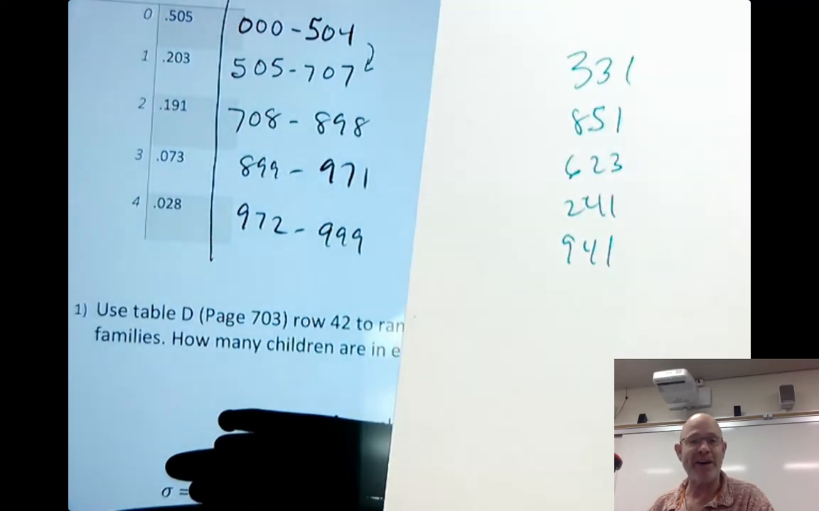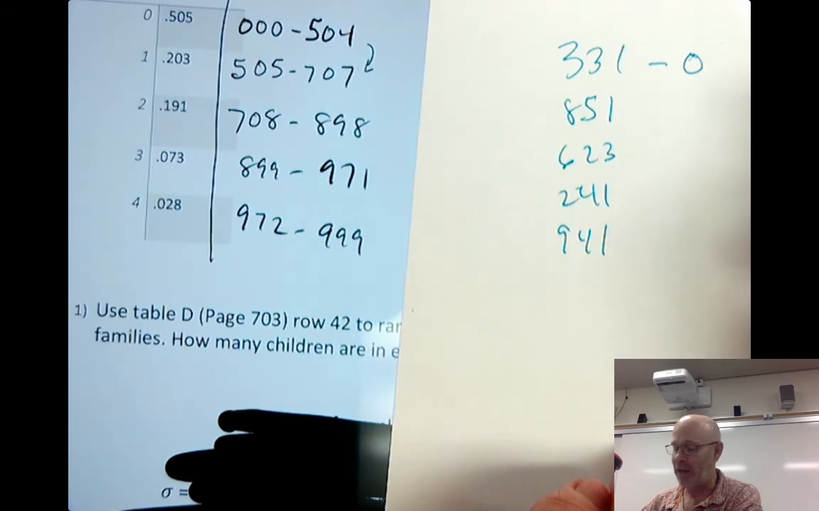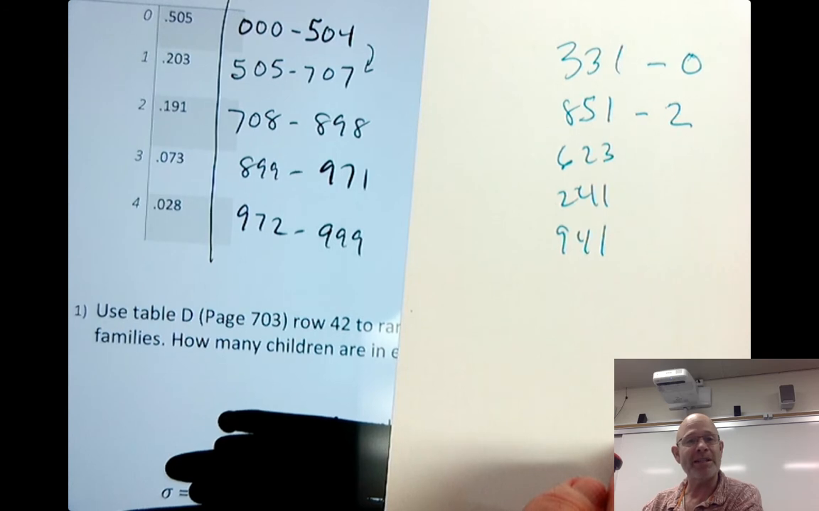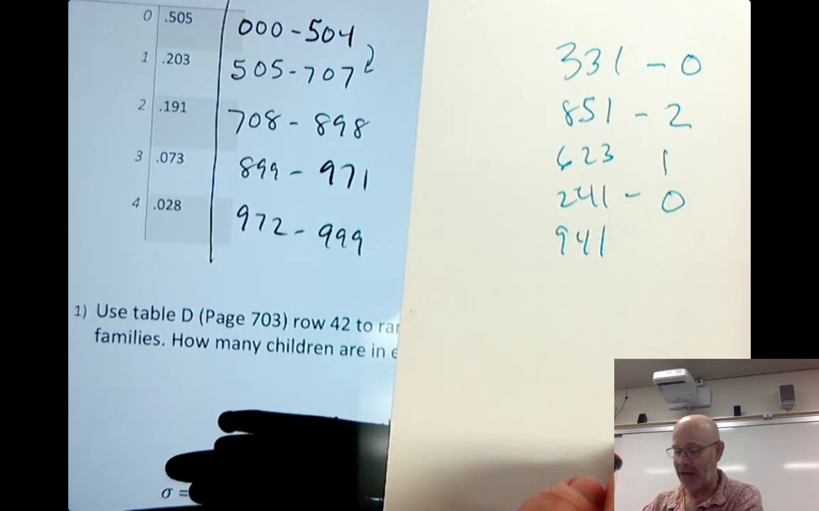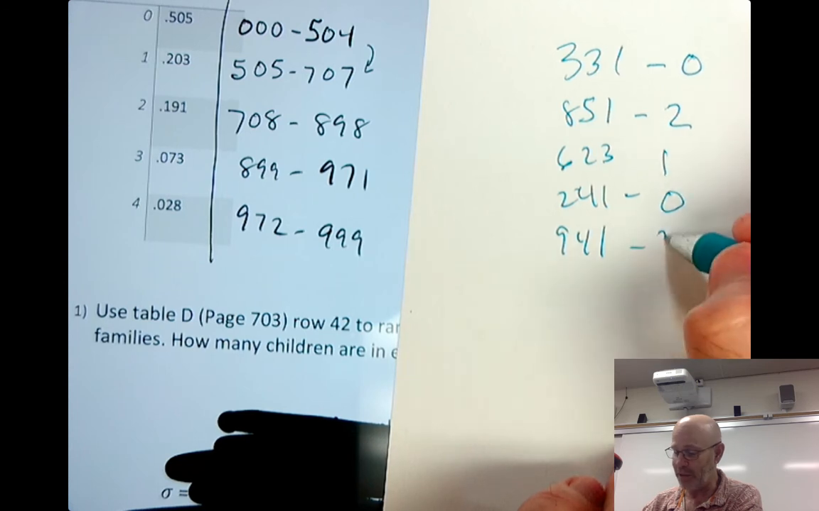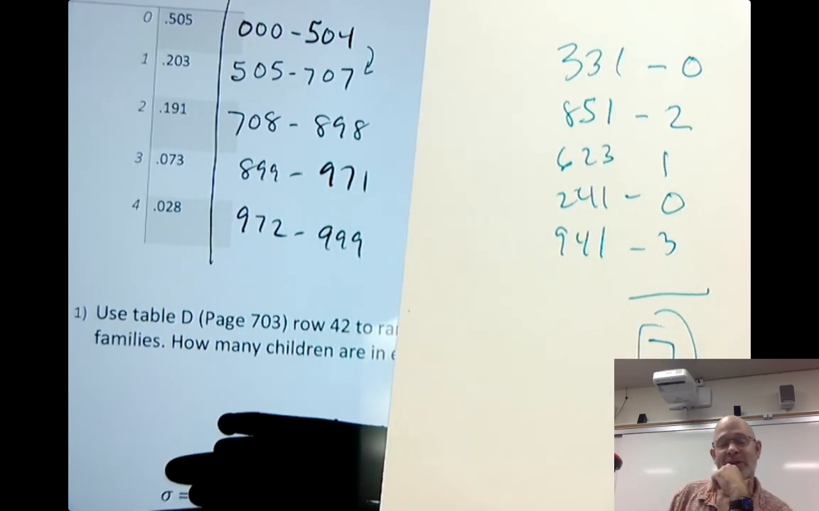So now I got these 5 numbers. Notice the 331, those people have 0 kids because they're in that range 000504. 851 has 2 children. 623 has 1. 241 has 0. And 941 has 3. 2, 4. So the actual question was how many kids are in the family? There were 7. Later on, we're going to look at the average. So the average would be 7 divided by 5, right?